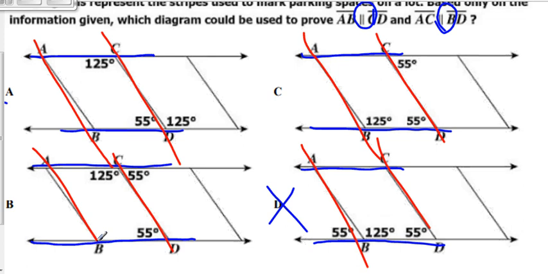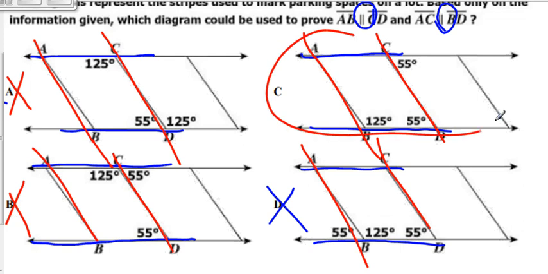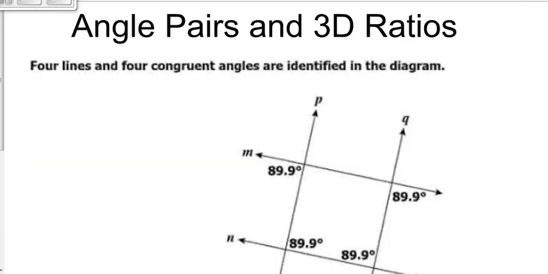Okay, now I don't have any information on AB on A, so that goes away. Looking at B, again, I have no information on AB, so it's not helpful. C is the only one that gives me enough information to be helpful. So therefore, C would be my answer. Okay, we are going to move on.